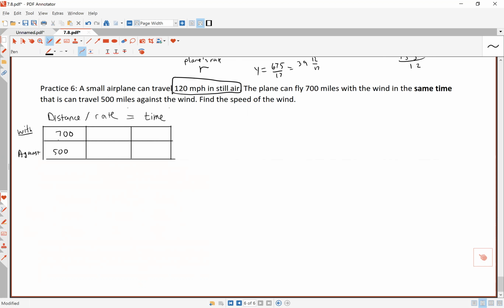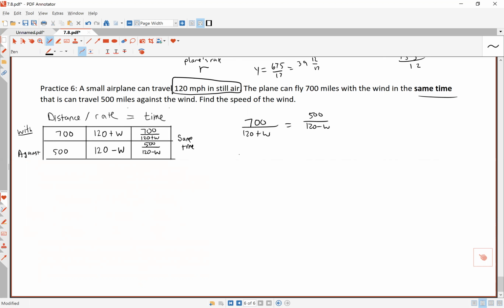The plane can do 120 miles per hour by itself. That means when we go with the wind, the 120 gets added to whatever the wind is. But when we go against, the wind slows the 120 miles per hour down. So the time going with the wind is 700 over 120 plus W, and the time against the wind is 500 over 120 minus W. And this is in the same time, so these have to be the same. 700 over 120 plus W equals 500 over 120 minus W.